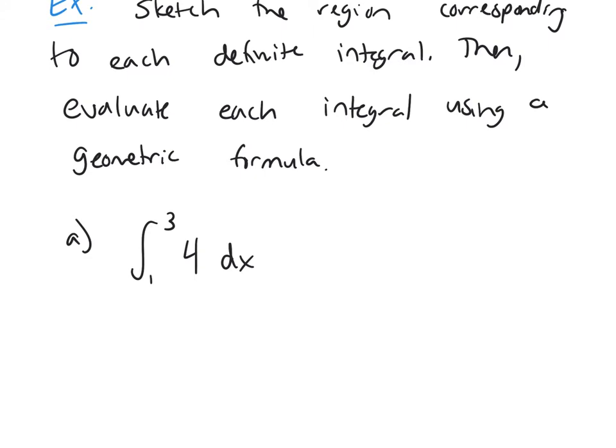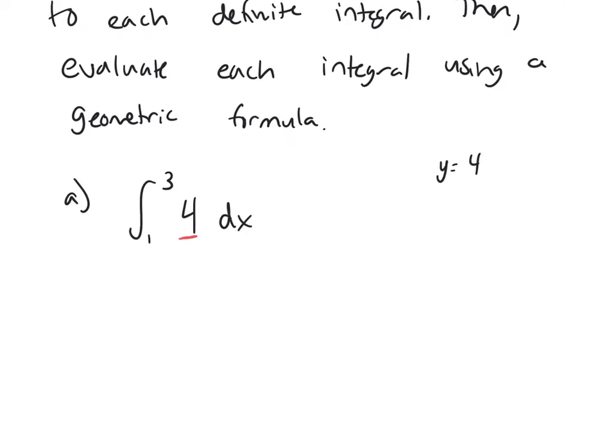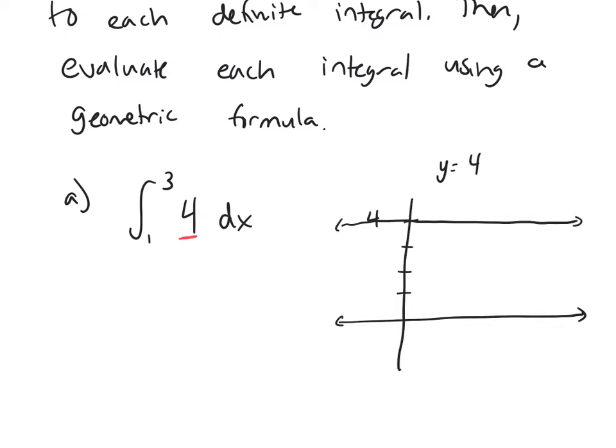So if you look, here is our function y equals 4. Well, that's just a horizontal line. So first we want to sketch our region. Here's y equals 4. And then look at your bounds on your integral. The number here and the number here starts from x equals 1 to x equals 3. Those are going to be vertical lines.